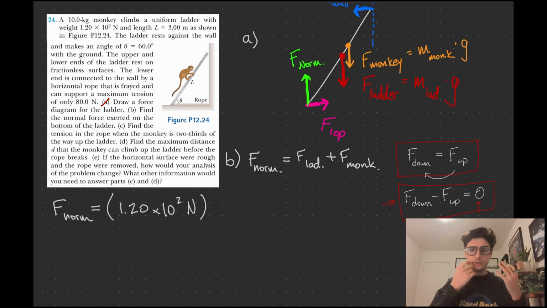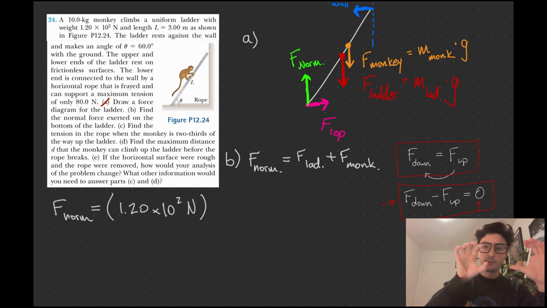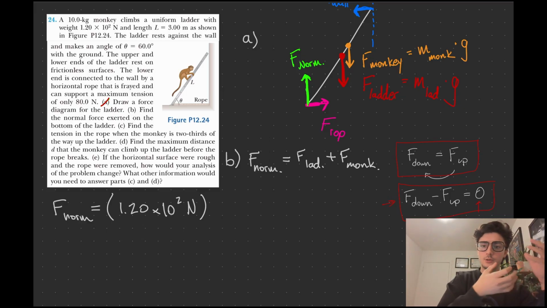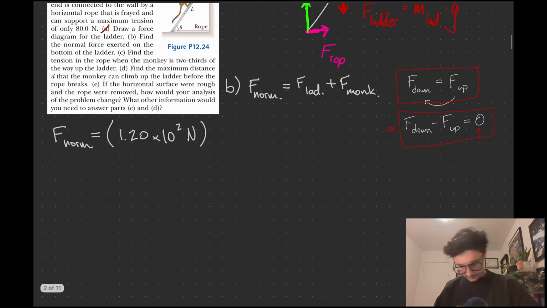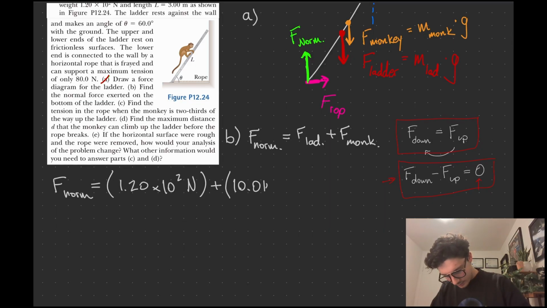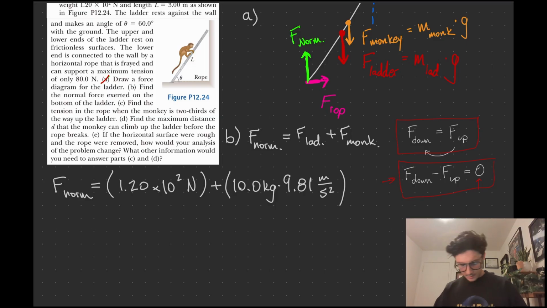If you wanted to find how much mass this ladder has, you can just use F equals mg. You have the force, you're looking for m, and you have g, it's 9.81 meters per second squared. Divide the g out on the other side, cancel some units, and you're going to get mass in kilograms there. Cool. Alright, that's it. Now we move on to the force of the monkey. The monkey is given as 10.0 kilograms, and this has to be multiplied by 9.81 meters per second squared.